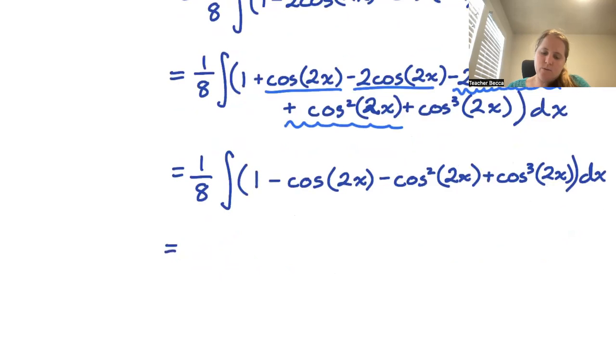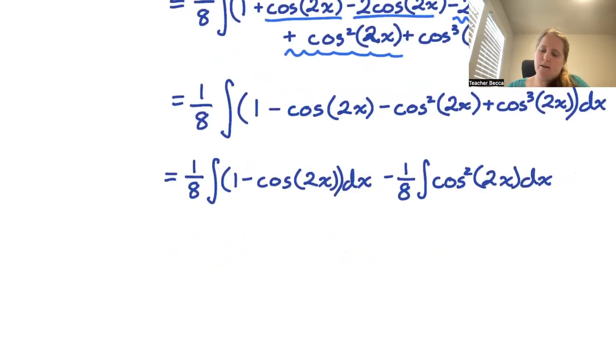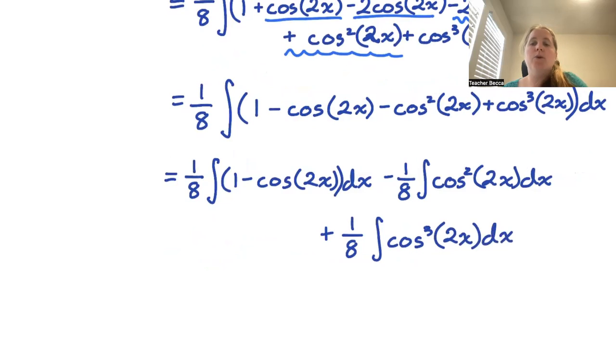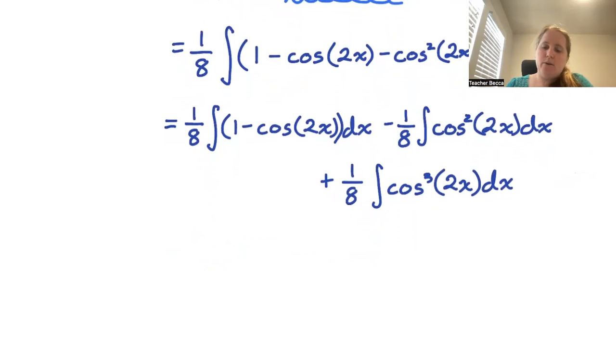This essentially becomes 1/8 times the integral of 1 minus cosine of 2x dx. Then we have a minus 1/8 times the integral of cosine squared of 2x dx. And a plus 1/8 times the integral of cosine cubed of 2x dx. I broke this into 3 integrals because we still have some power reducing tricks to play on the last 2 integrals. We can go ahead and just evaluate the first one.